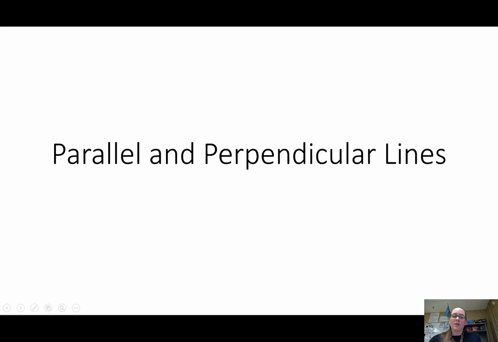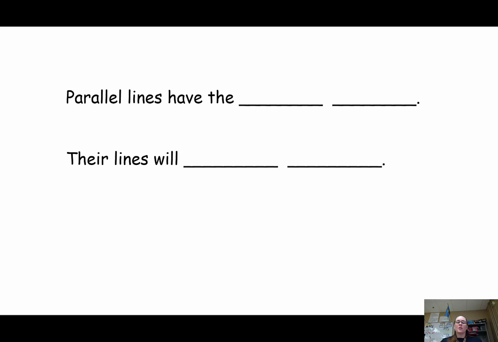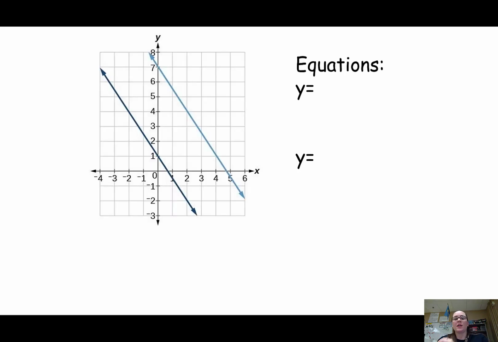All right, so today we're going to look at parallel and perpendicular lines. Parallel lines have the same slope, and the lines are never going to cross. So if we look at this graph here, I've got two lines. I'm going to look at the light blue line, and let's find the equation.